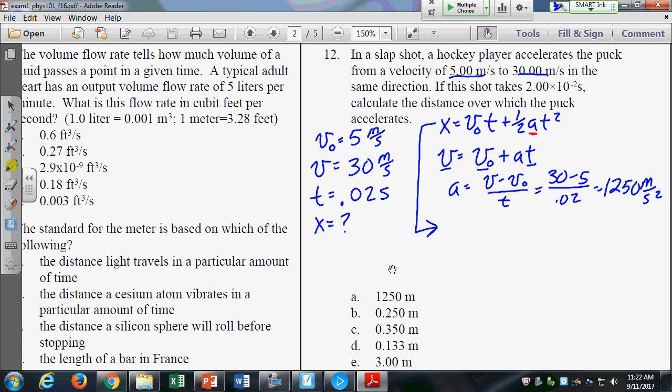You have some very similar problems on OpenStax in your kinematics homework assignment. I would go back and review those because you'll probably see one. So that is x is equal to 5 times 0.02 plus 1/2 times 1250 times 0.02 squared. Might know the answer to that? 0.3.